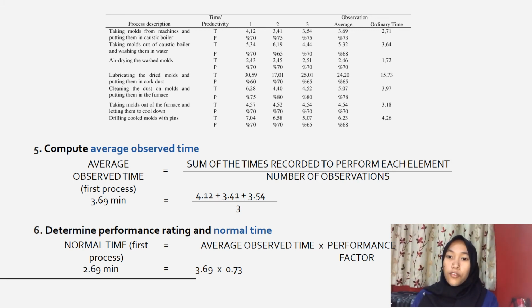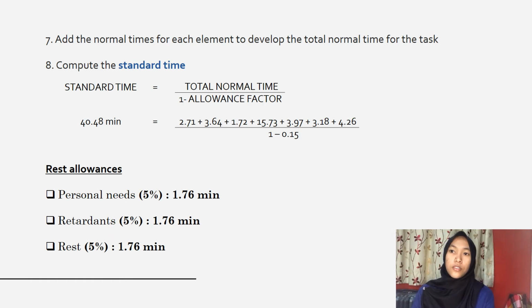So let's look at the formula given. Average observed time times performance factor, so we can get the normal time. Again, for example, the first element, using the information in the table, 3.69 times 0.73 performance factor, and we will get 2.69 minutes of normal time. The 7th step is to add the normal time for each element to develop the total normal time for the task. So the total normal time we will use in the last step, which is to compute the standard time.